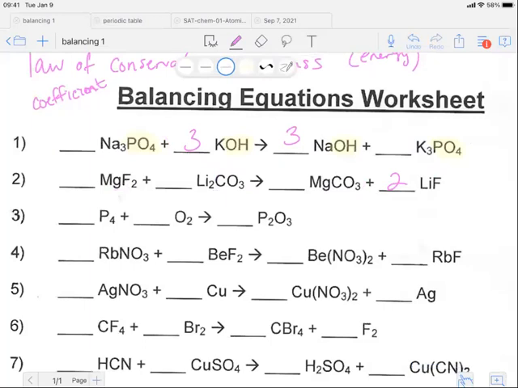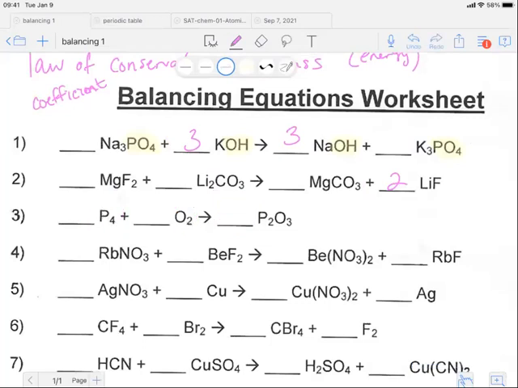another rule you can use, which is if you have an element all by itself, balance it last. And the reason why you want to do that is because you can change the number here and here, and it only affects one element. If you start changing numbers in front of P2O3, when you change the number, not only do you change the number of phosphorus atoms, but you also change the number of oxygen atoms, and then it just gets really messy.